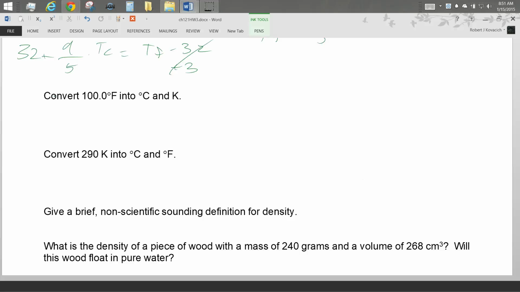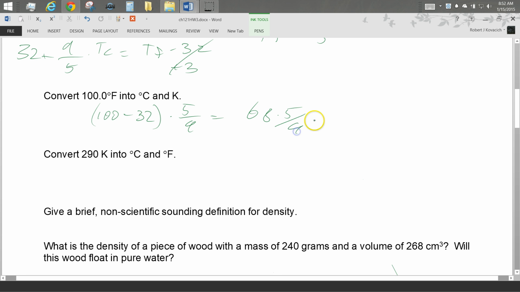So we're going to take the Fahrenheit, subtract off 32, and then multiply by 5/9. So 68 times 5 divided by 9. What is that? 37.77, repeating, degrees Celsius. Okay, what do I get to report for my degrees Celsius answer?